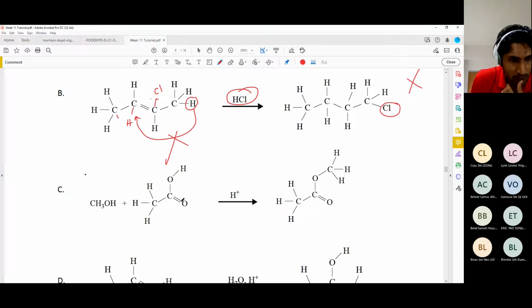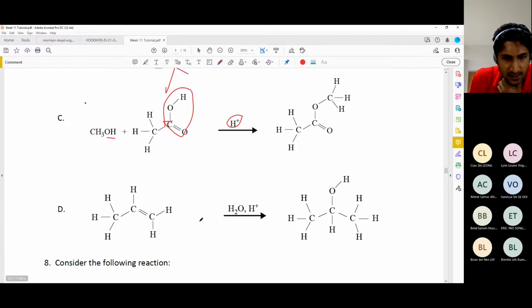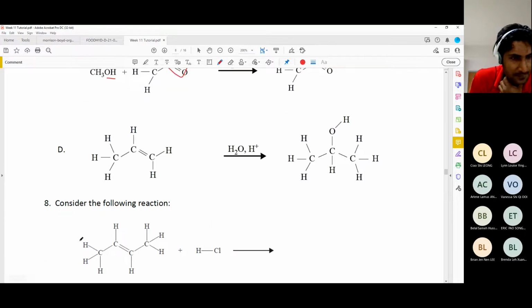An ester will be formed because this is an alcohol and this is a carboxylic acid. So an ester forms under an acid catalyst. H plus means acid, right? Yesterday in the lab we saw it also: we added sulfuric acid and then the ester formed. So this reaction is correct, and this is a correct reaction as well.